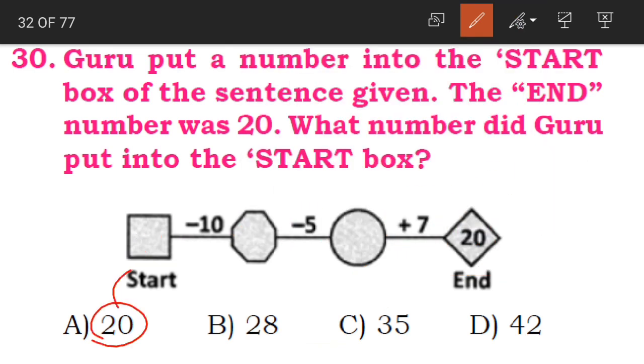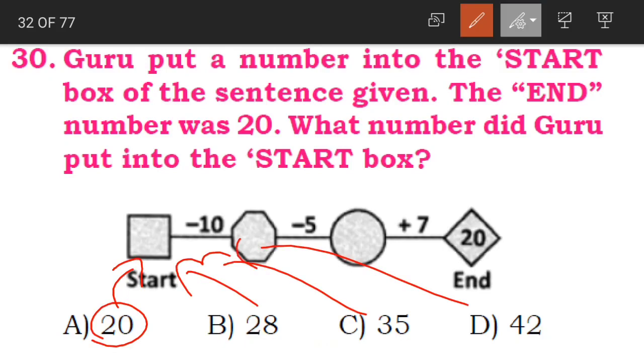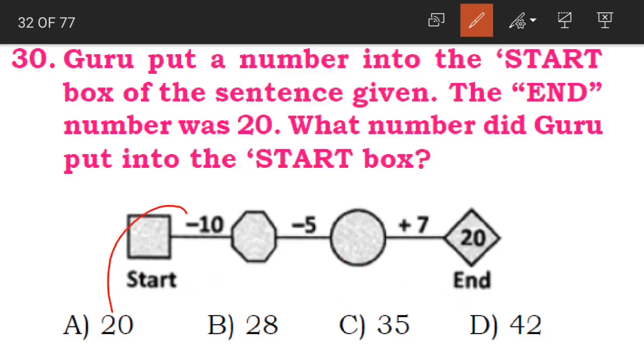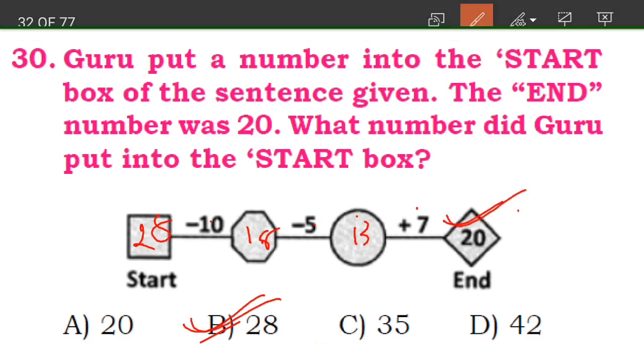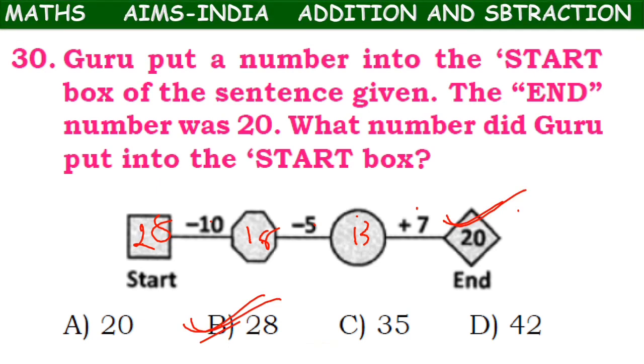As I said, take every option and see which option gives us the correct answer. Now 20 minus, if I take 20, 20 minus 10 is 10. 10 minus 5 is 5. 5 plus 7 becomes 12. So no, option A is our wrong answer. Option B, 28. 28 minus 10, 18. 18 minus 5, 13. 13 plus 7, 20. Yes, 20 is our correct answer. So option B here becomes the correct answer.